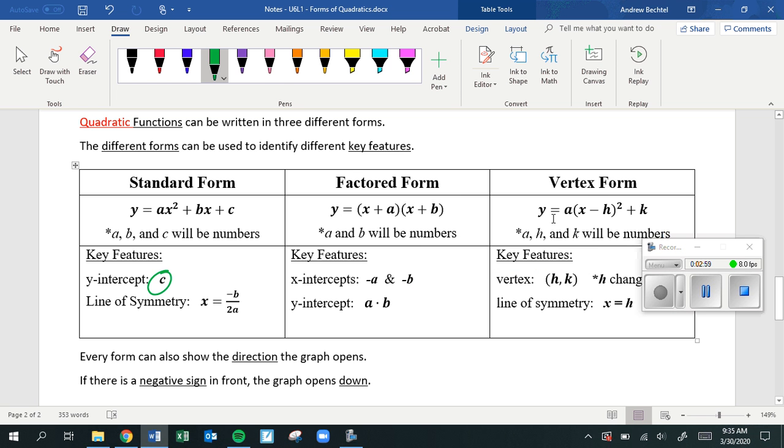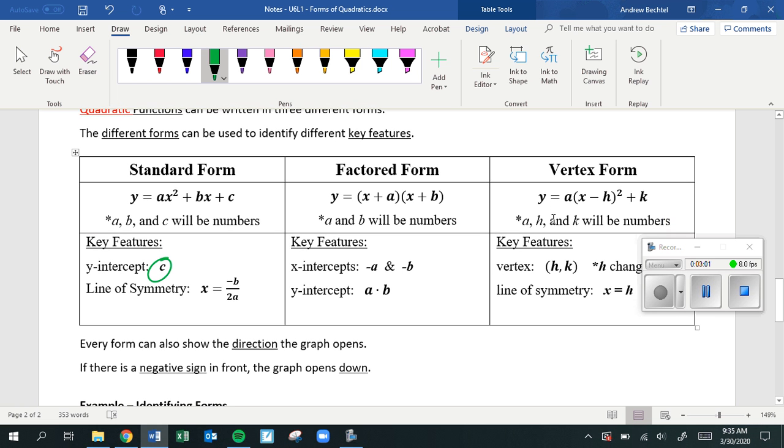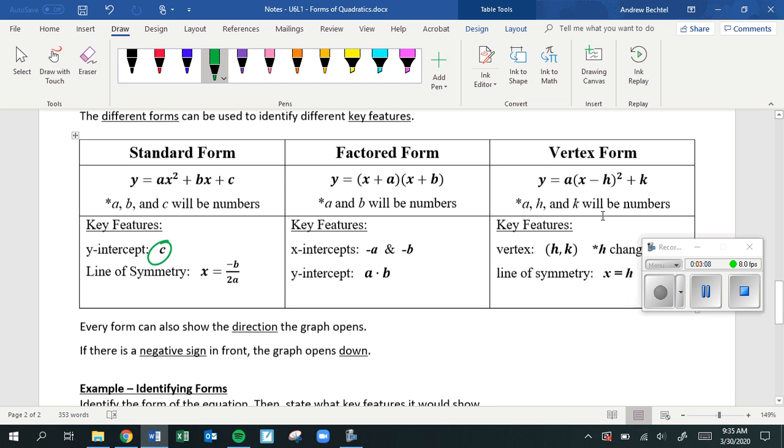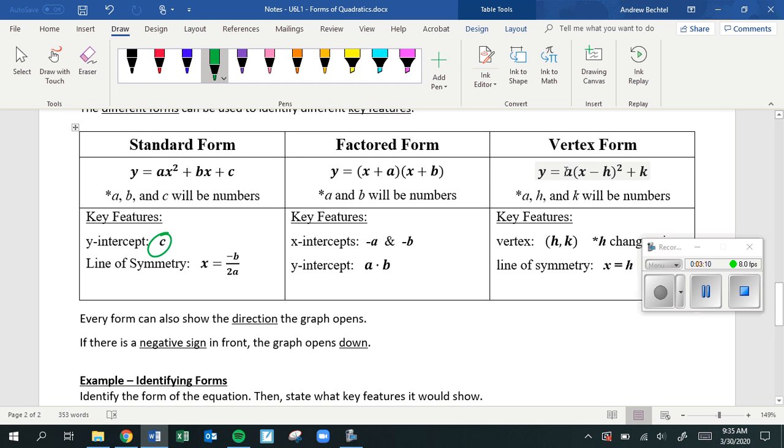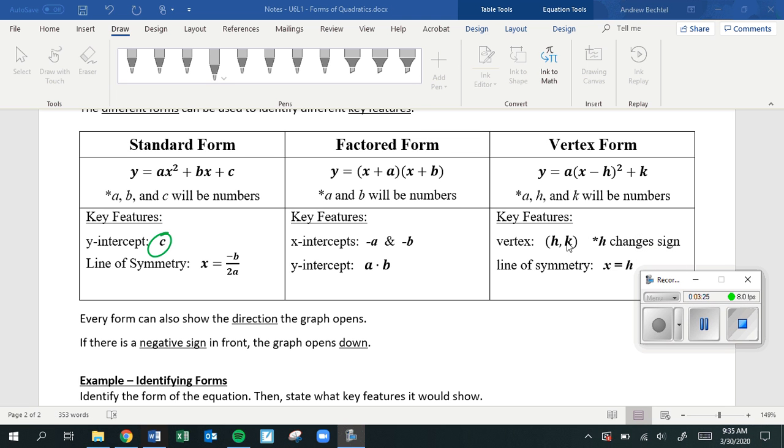And then if we look at vertex form, that's our final form. Here we have a, h, and k as our numbers that will be used in the form. A is something that we'll explore a little bit later. It has a specific meaning, but h and k can tell us where to find the vertex. The vertex is the key feature that we get from vertex form. I expect everyone to remember that one. We can find the vertex using h as the x-coordinate and k as the y-coordinate.